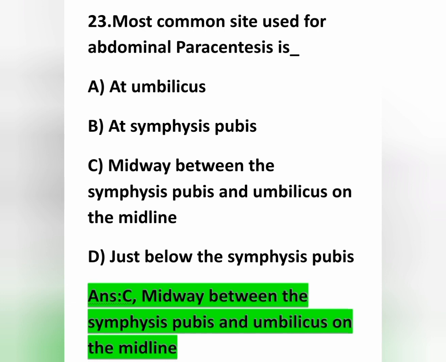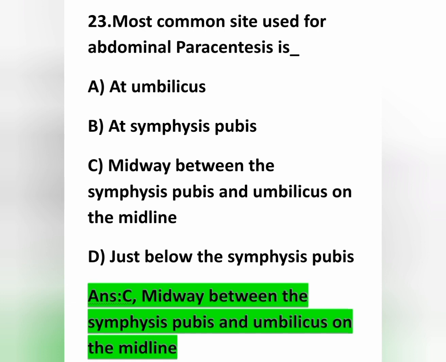We already discussed this question. Paracentesis is the removal of fluid from the peritoneal cavity. Here the question is the site. The common site for abdominal paracentesis is midway between the symphysis pubis and the umbilicus on the midline. Another site is a point two-thirds along a line from the umbilicus to the anterior superior iliac spine. That can also be used for abdominal paracentesis. Here the correct answer is option C.